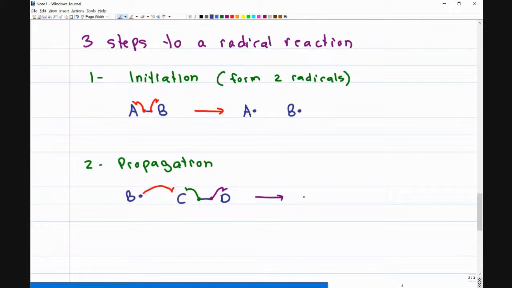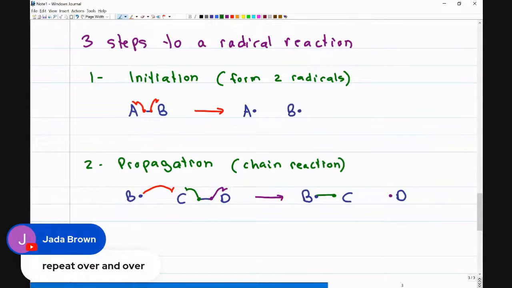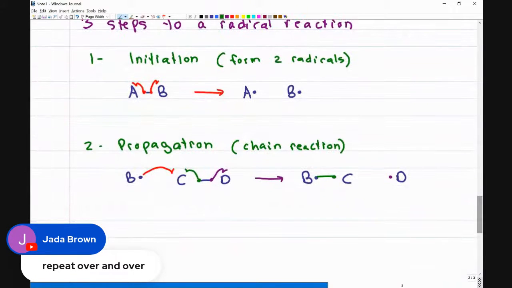This now gives me, well, we had B, C, and D. B had a blue electron, C had a green electron, which is now bound to the blue one. D had a purple electron, which is now sitting by itself. Propagation is a chain reaction. And this is when we propagate. We take a radical, we attack something, we make another radical. Jada says to repeat over and over. Exactly. We just keep making radical after radical after radical in the same, basically a repetitive step over and over.